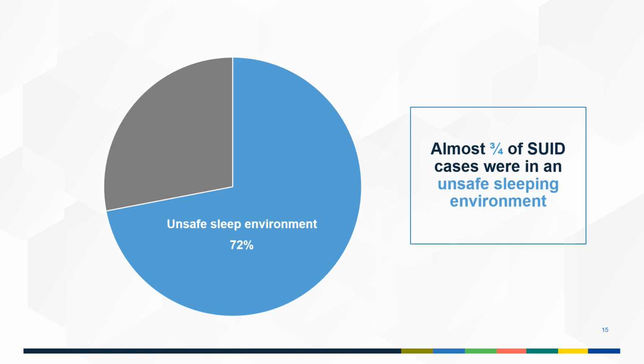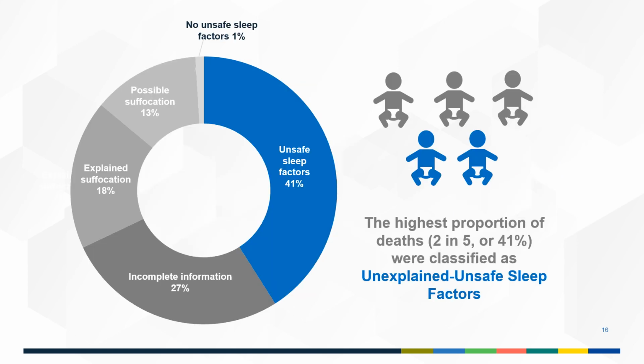When we consider all of the cases together, unsafe sleeping circumstances were all too common. Overall, we found that 72% of SUID occurred in unsafe sleeping circumstances. We found that cases classified as unexplained, unsafe sleep factors constituted the largest proportion, so 40% of the unexplained categories. These were deaths where there were known unsafe factors in the environment, but for which we don't have evidence of anything having obstructed the infant's airway. Thus, the cause of death remains unexplained.